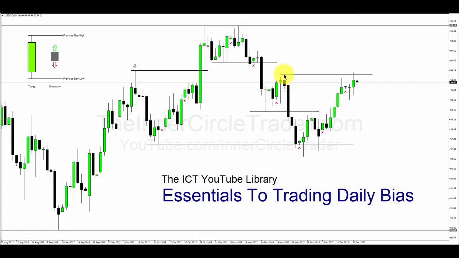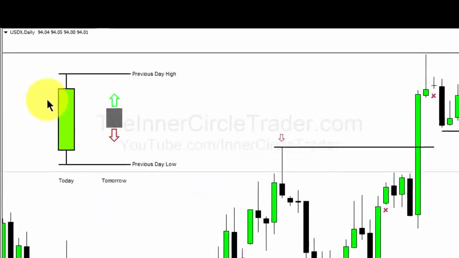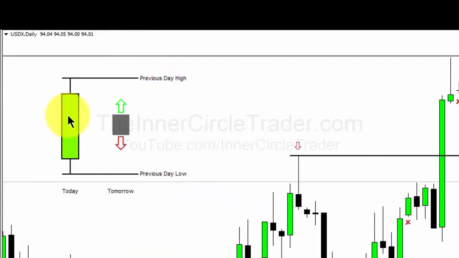That's the high of this candle here. So what do we do at that point? Once we clear this high here, what's the bias? Well, if you look at this little diagram I have over here, this is going to refer to the previous day. Now, this could be a bullish or bearish day. It doesn't make a difference.